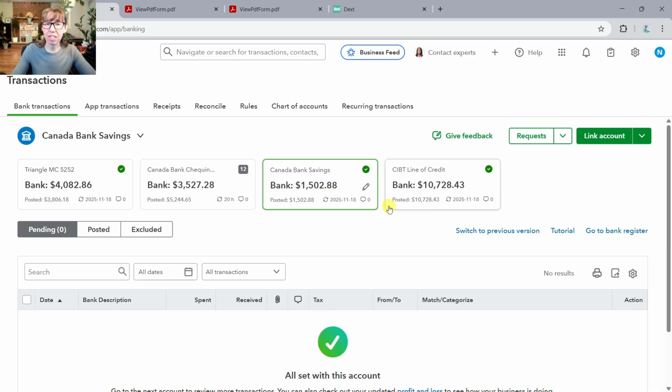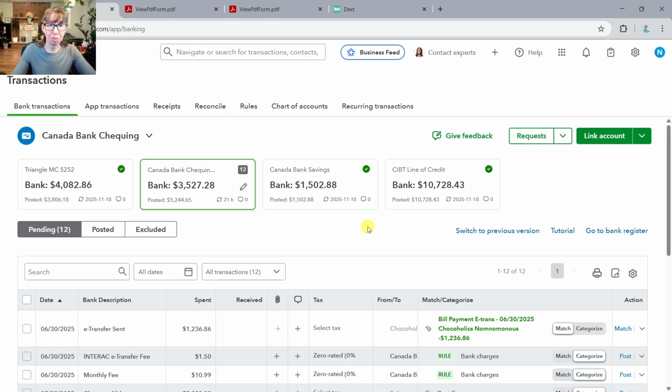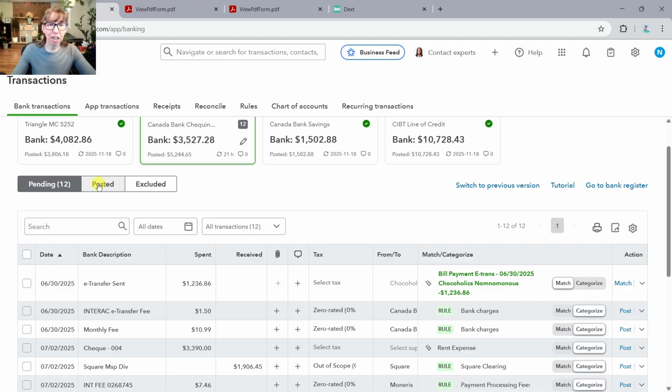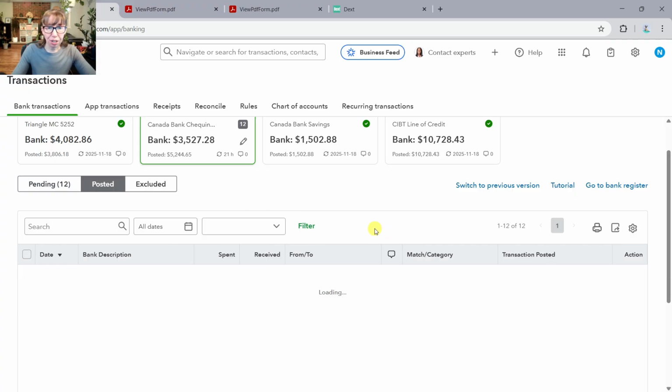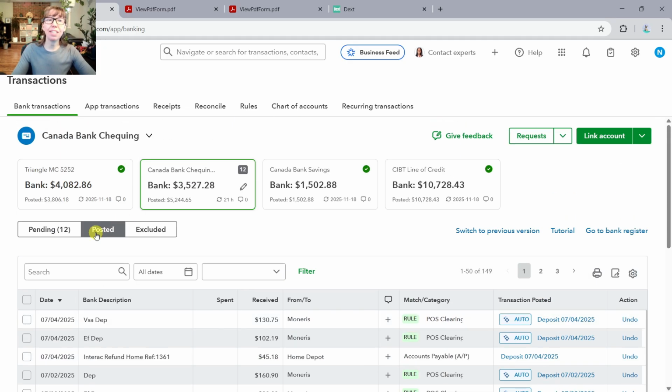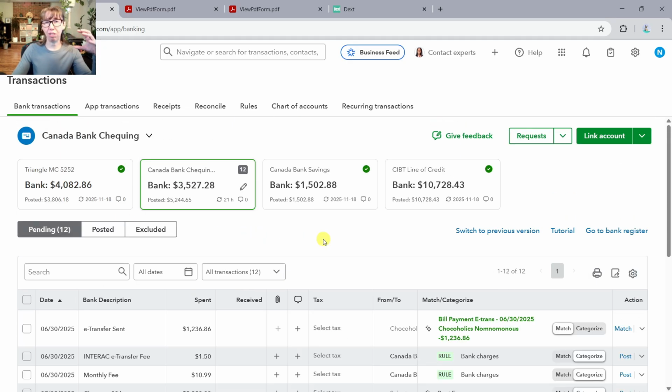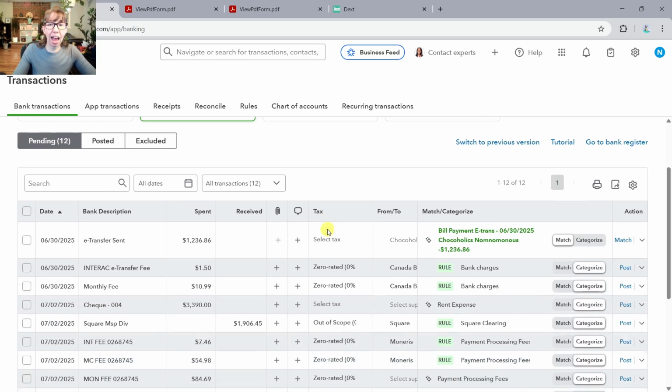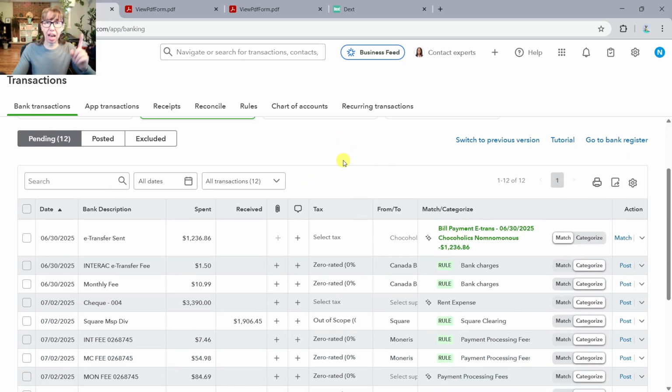We've done the credit cards and the smaller accounts. Now we can go to the main operating account. Just to remind you, if we head over to posted, you'll see that all of the Moneris deposits have automatically been posted for us. We didn't even see them, so that's part of why I generally don't like to have the auto add rules, but there's a lot of Moneris deposits, so that's the only one I ever set to auto add generally.